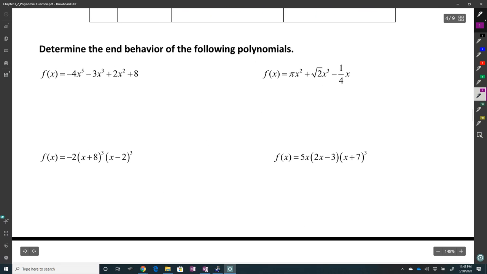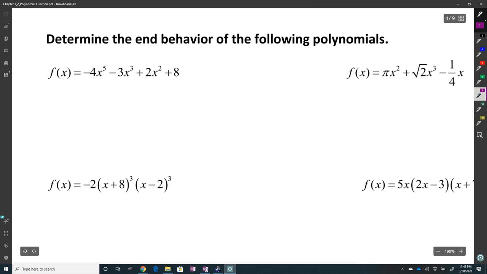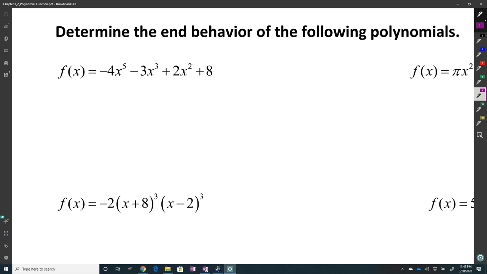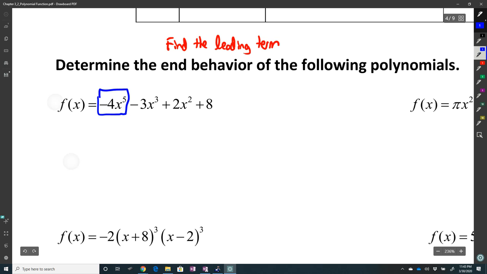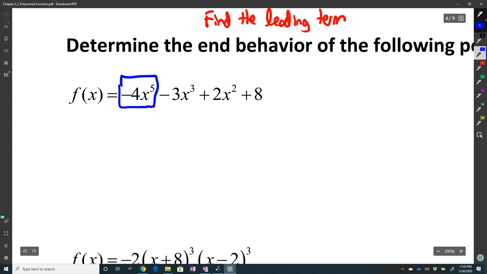So I'm going to do these two on the left, and again, I'm going to ask you to do the two on the right. But it says, what's the end behavior of the following polynomials? Okay, so all you got to do when they're looking for end behavior is you find the leading term. Now, if it's expanded, then the leading term is easy. There it is. Done.